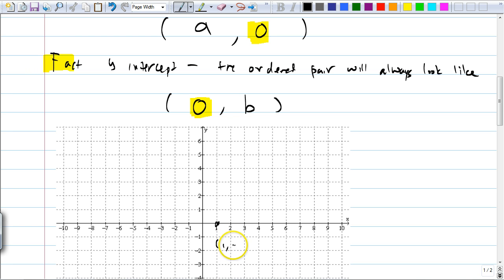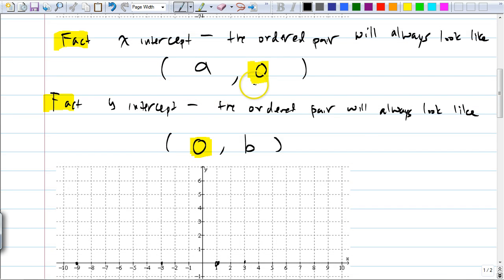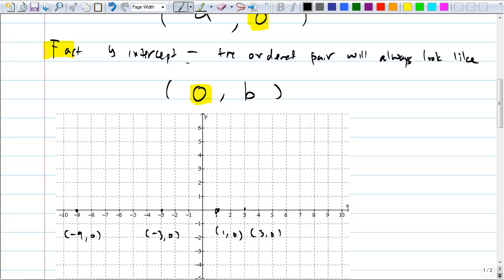(1, 0). What is this point right here? (3, 0). Any point that's on the x-axis, what's this? (-3, 0). What about this one? (-9, 0). If the y-coordinate isn't 0, could it be on the x-axis? No, it's impossible. Therefore, every point on the x-axis must be something comma 0. And a is the point where the line crosses the x-axis. Does that make sense?